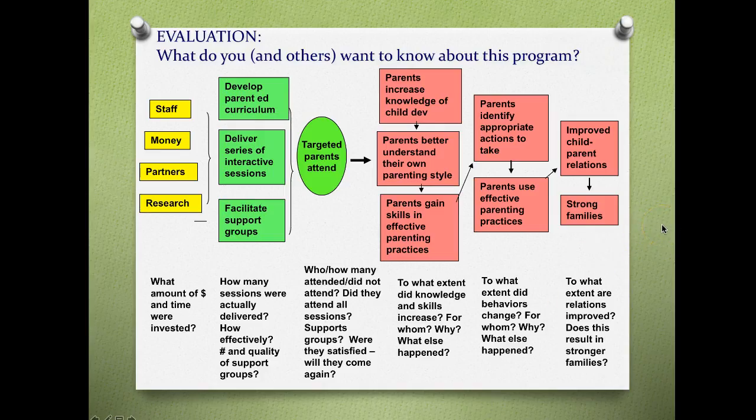So here's an example, again, of logic model pieces laid out, and then evaluation questions along the bottom. You can see under the green, these are process questions. How many sessions were actually delivered? How effectively were they delivered? The number and quality of support groups that happened. And then for the targeted parents, who and how many attended, did not attend.